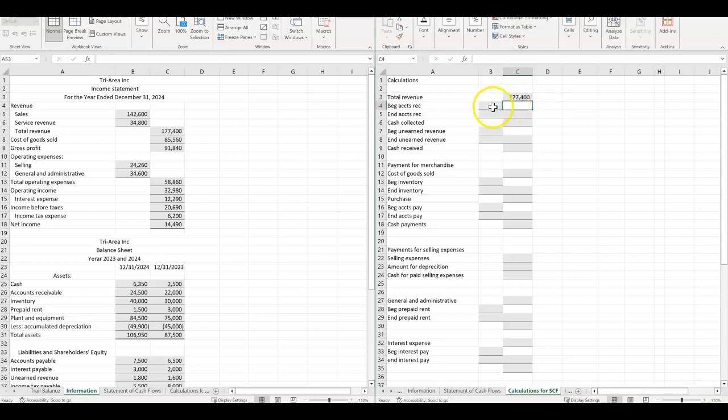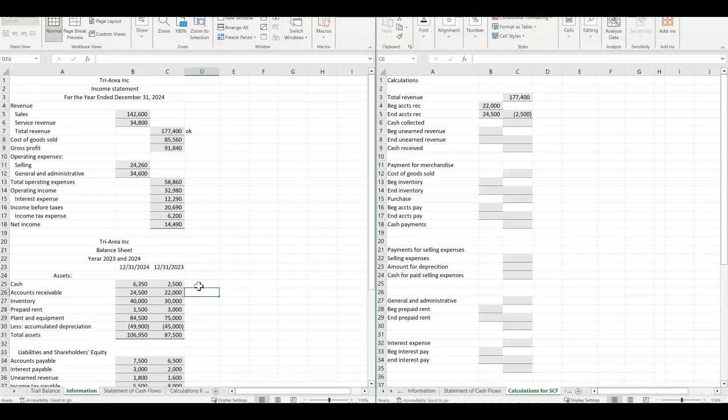So we start with total revenue, which is $177,400. And then what I like to do is put in OK here, so that way I know that one's taken care of. That's the only reason why I put the OK. You can also use check marks or X's, whatever you want to do. But the revenue then goes to the accounts receivable. We have $22,000 and $24,500, and we take the difference, which is $2,500. Since receivables went up, we want to subtract off the $2,500 because that means we did not collect it.